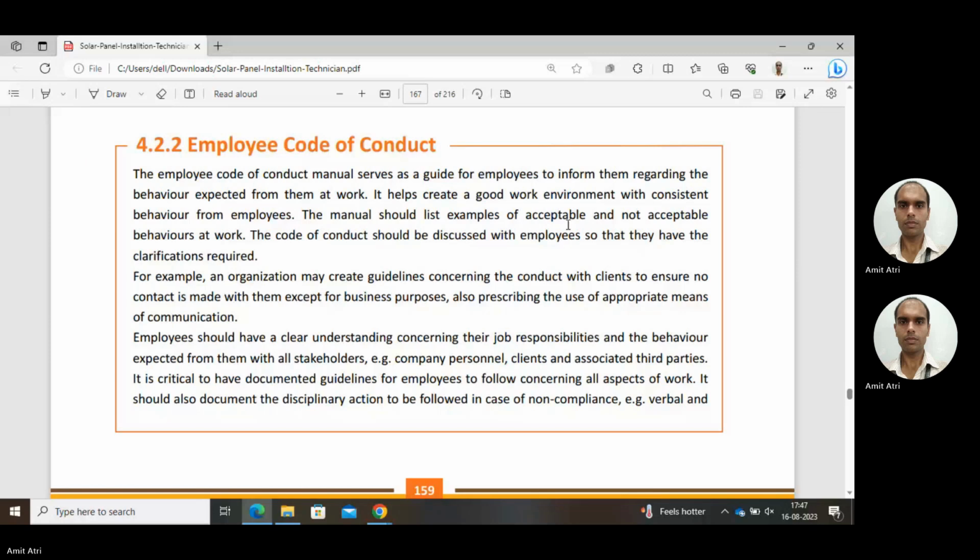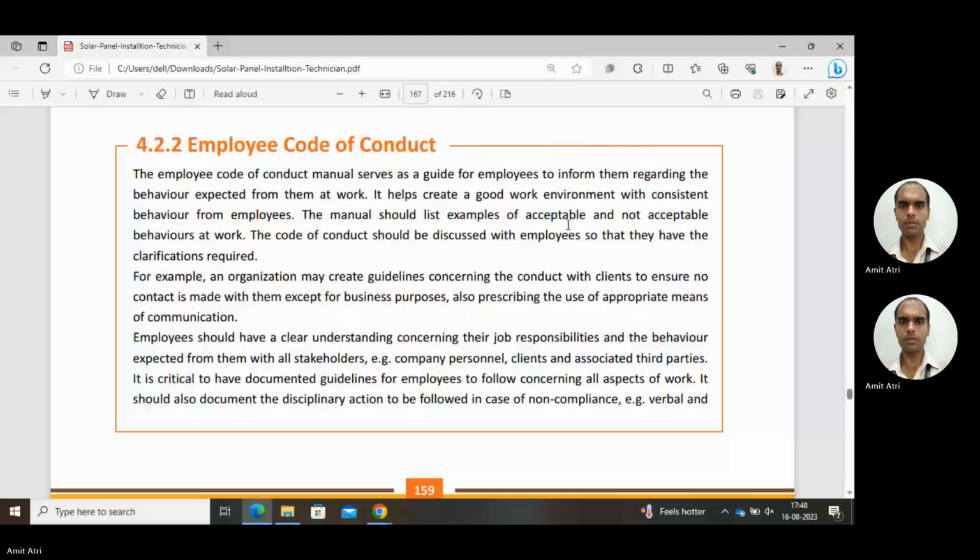The employee code of conduct manual serves as a guide for employees to inform them regarding the behavior expected from them at work. It is a documented set of instructions that guides employees on how to behave in the workplace or in the organization. It helps create a good work environment with consistent behavior from employees. Basically, it helps in maintaining a suitable, good work environment.